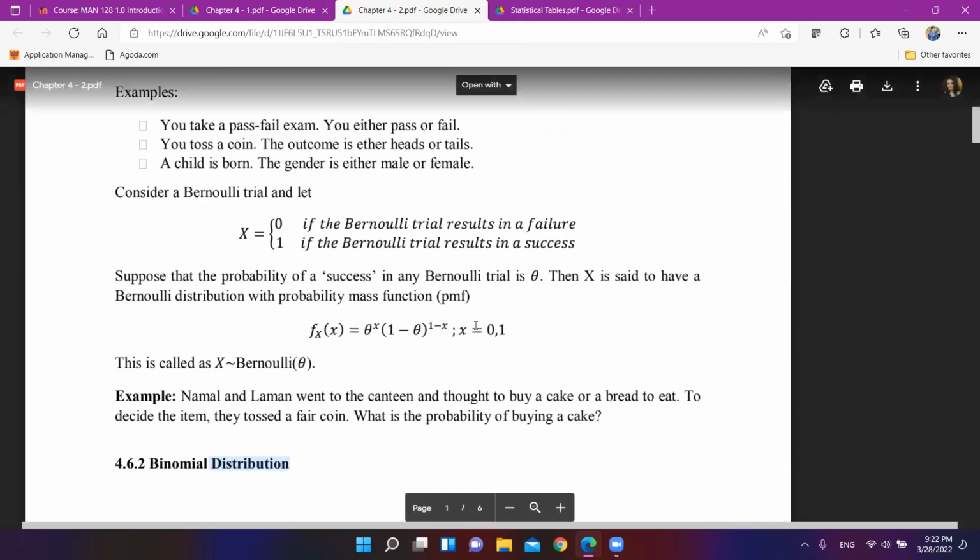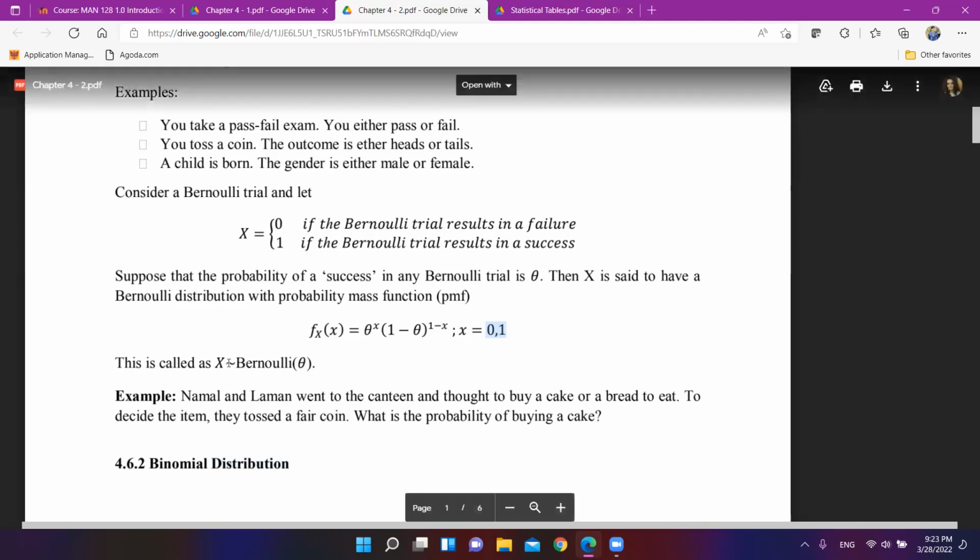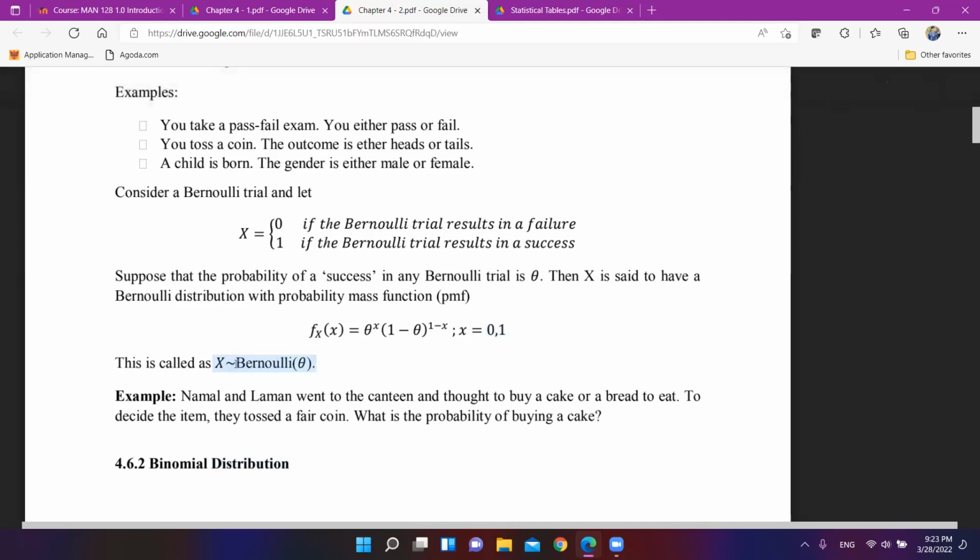So this is the probability mass function of a Bernoulli distributed random variable. X can take value 0 and 1. That's it. X can take only 0 and 1 because there are two outcomes. In notation, we write it this way: x, this tilde mark, means x is distributed as. X is distributed as Bernoulli theta. What is theta? The success probability.